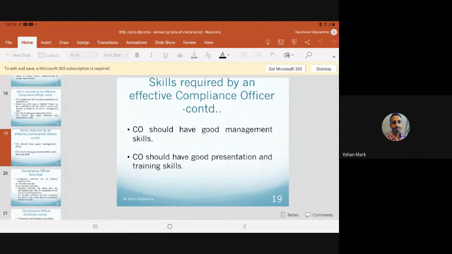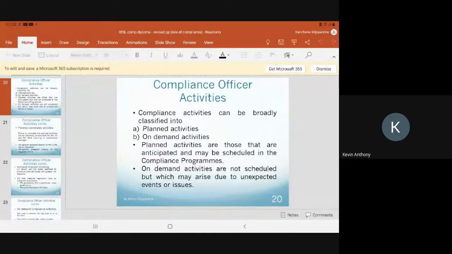So unless you are a good trainer and have good training skills, it's going to be a major issue. So you have to be a very good trainer when you are doing compliance. Right. So we have covered up to the skills required. So shall we take a break? So we completed discussing the skills required by the compliance officer. We'll move on to the compliance activities.